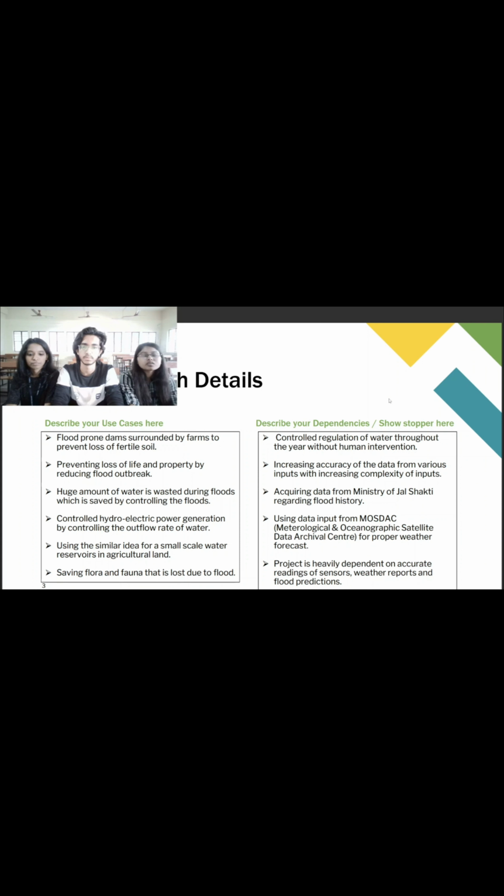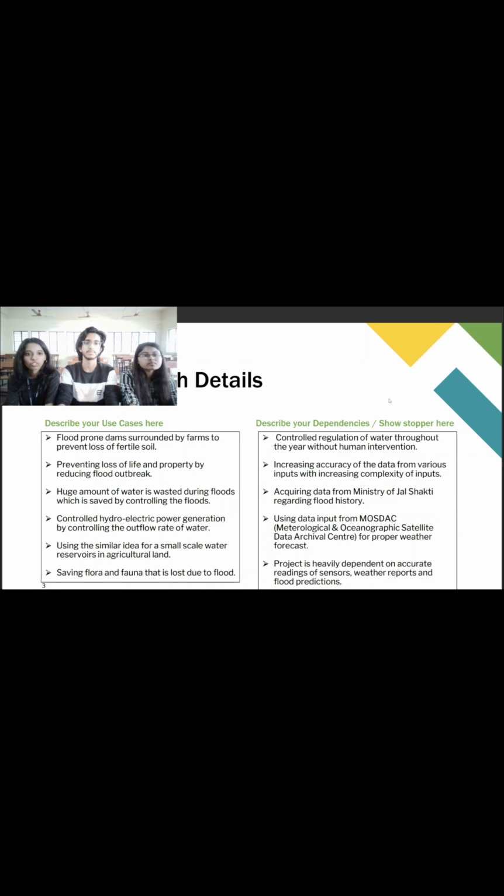Also, we can build this type of small reservoir in agriculture, to store water, and also save flora and fauna that is lost due to the flooding, such as aquatic life, and the people or humans who live in the surrounding area of the dam. We can use this to prevent the loss of that flora and fauna due to the flood.